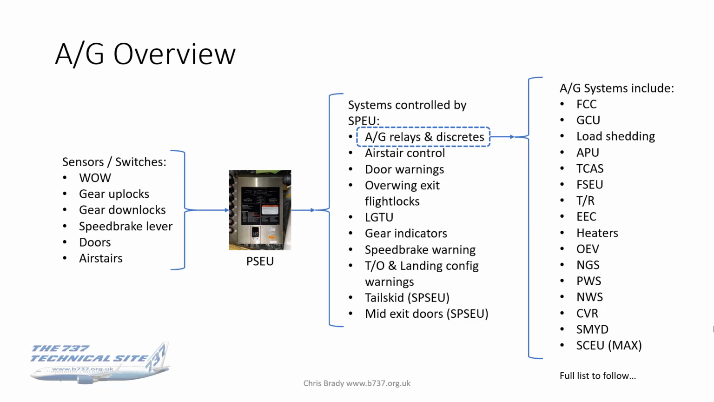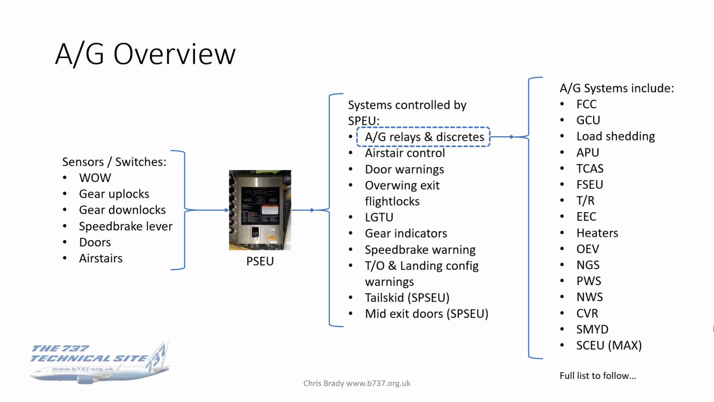The sensors and switches, again, weight on wheels, gear up locks, alarm locks, pivot lever, doors, airstairs, and the flaps as well from the FSEU, all feed into the PSEU. The systems controlled by the PSEU I've already listed before, but of those, the air-ground relays and discretes feed into the following systems.